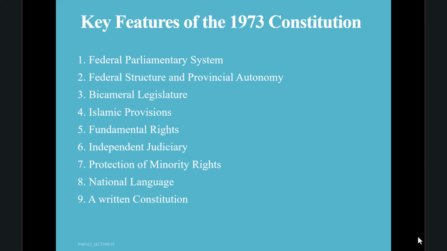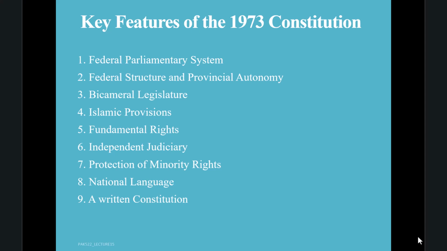Now the point number 2 is federal structure and provincial autonomy. Pakistan is declared a federal republic under Article 1, which defines the territories of the federation including the provinces and other regions. The Constitution divides powers between the federal government and the provinces through the federal legislative list.